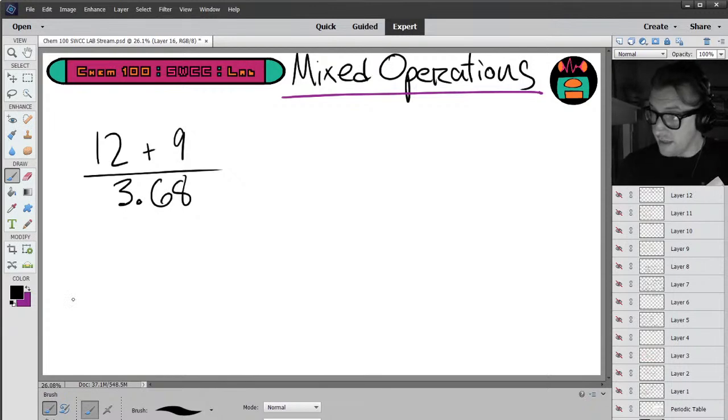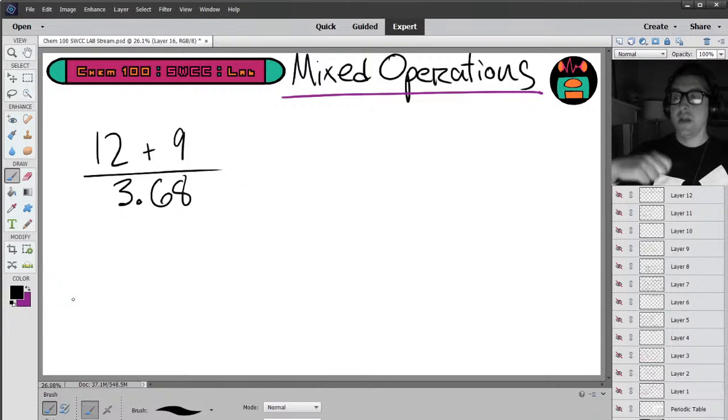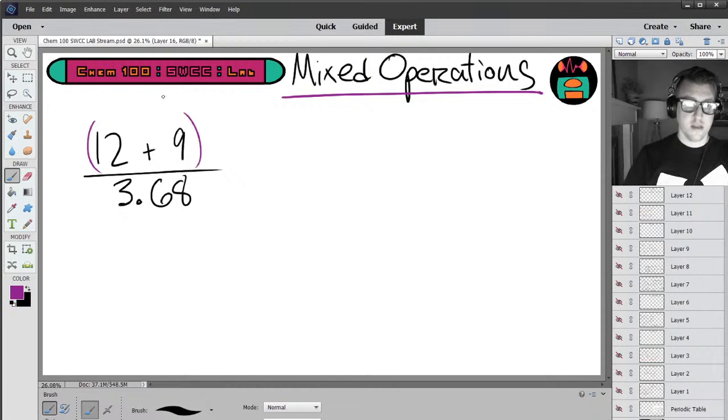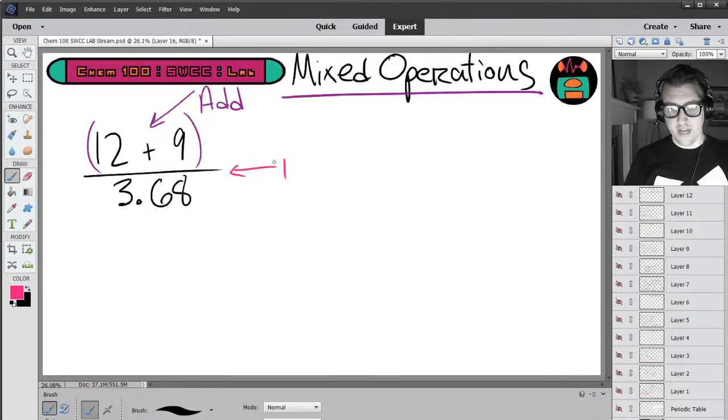This is where things get tricky. Because you're like, well, I would know what to do if I just said addition. I would know what to do if I just said division. What happens when they're all mixed together? And the answer is you have to use all the rules for sig figs, and you have to apply them in order of occurrence for the operations themselves. So order of operations says numerator first. We're going to add, then divide.